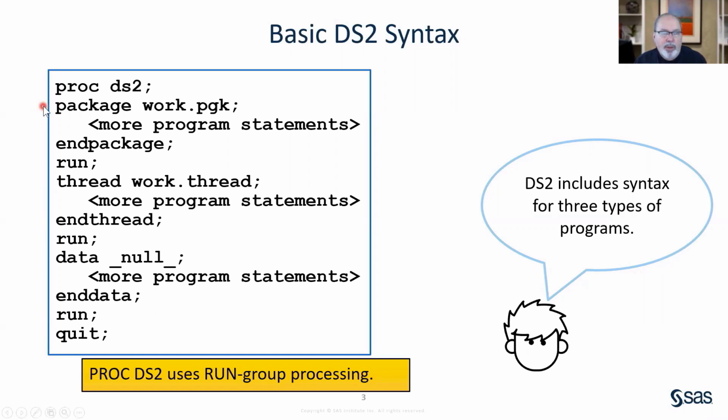They all begin with a keyword and end with the end of that same keyword. For example, a package program begins with a package statement and ends with an end package statement. A thread program begins with a thread statement and ends with an end thread statement. A data program begins with a data statement and ends with an end data statement. You will notice that each one of the program blocks is followed by a run statement, which is required syntax. Proc DS2 uses run group processing, which means that you can write multiple programs before you quit the procedure, but every program step that you write must be followed by a run, or it will not execute.